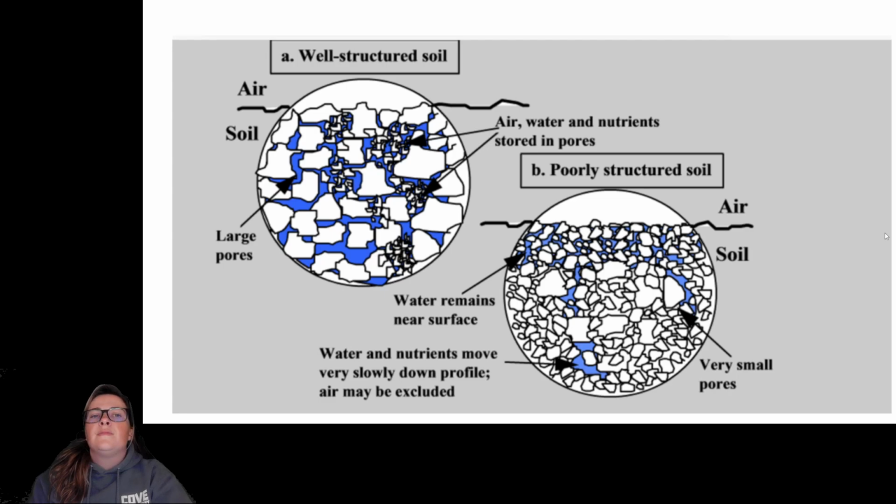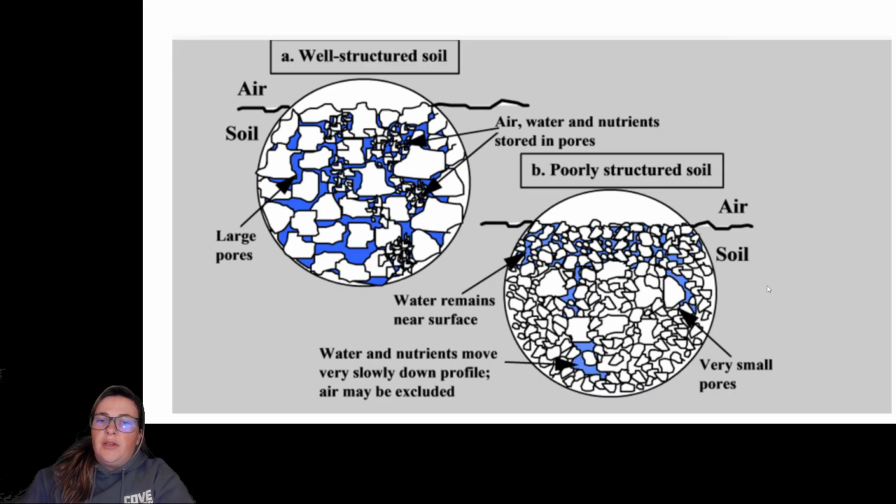Okay, so here we have a picture of a well-structured soil and a poorly structured soil. This upper left one is the well-structured soil, and as you can see, there are aggregates, but there's lots of spacing between those aggregates, right? So air, water, nutrients are stored in the pores. There are large pores, right? And everything is able to kind of move freely through the soil without any problems, right?